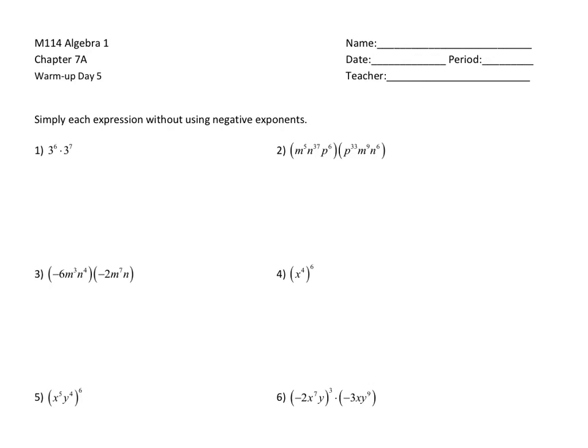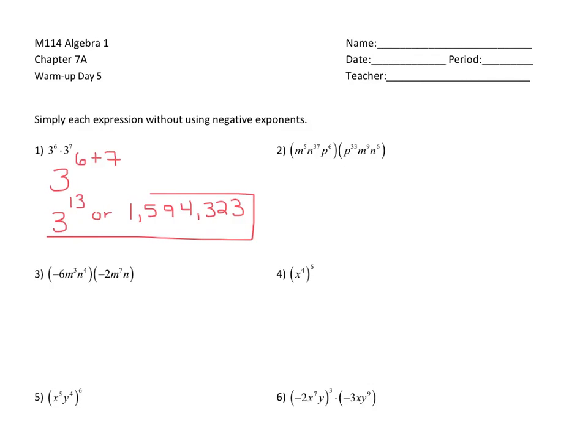Okay, looking at our first one, we've got 3 to the 6th times 3 to the 7th. I see the same base, which tells me I'm going to want to add my exponents. 3 to the 6th plus 7 is 3 to the 13th. Plugging that in, I end up with 3 caret key 13, or 1,594,323. Now, like I said in days past, if it's over a million, you don't have to write it. So I would be fine with 3 to the 13th power.